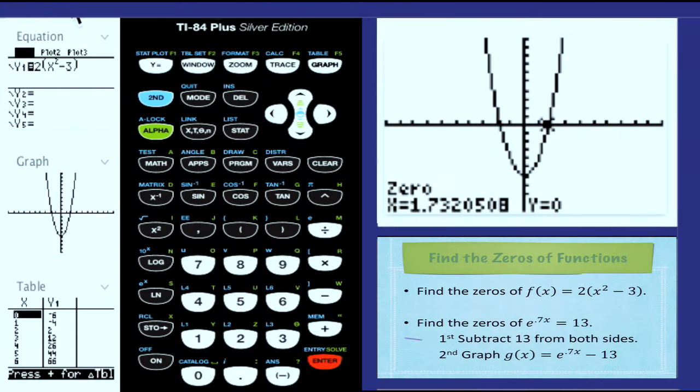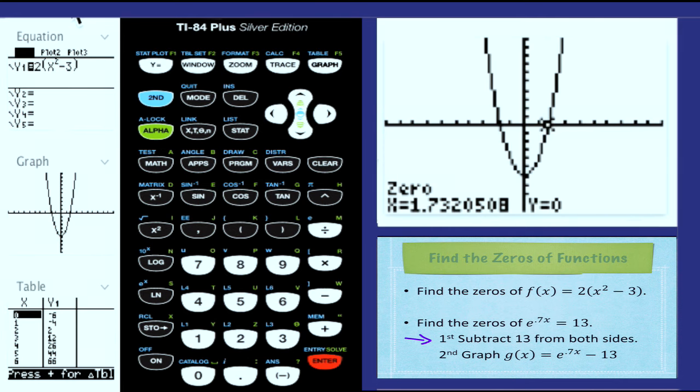So first thing we want to do is to subtract 13 from both sides. We need to make one side of our equation 0 because we don't have a functional value. We don't know what y equals. Instead, we actually have an equation. So we subtract 13 and we have this equation, which I've named g of x.